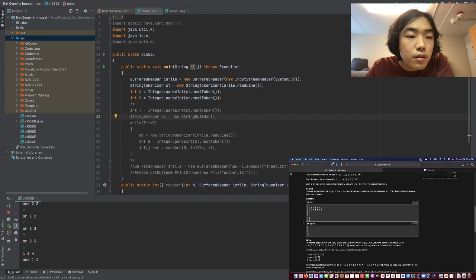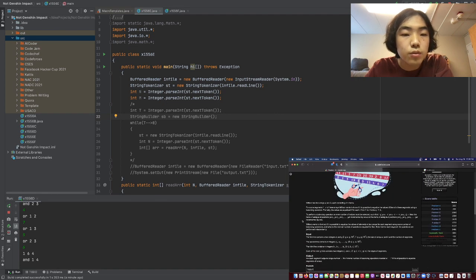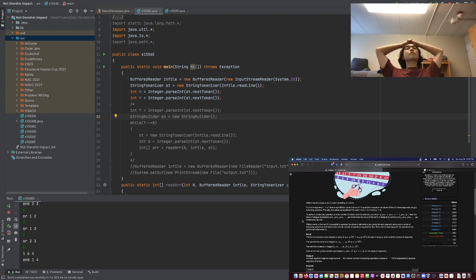The minimum number of balancing operations, or -1 if it is impossible. Wait, so we choose 2 subsegments. Wait, hold on. The items in array A at these positions get incremented by 1, and these get incremented by 1. So we can only increase values. It's like for some subsegment, we increase this, increase this, increase this, increase this. So I guess it's dependent on a subsegment. The only thing we care about are the delta values, right?